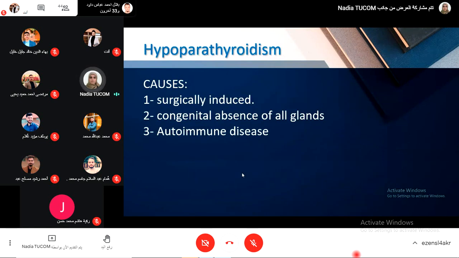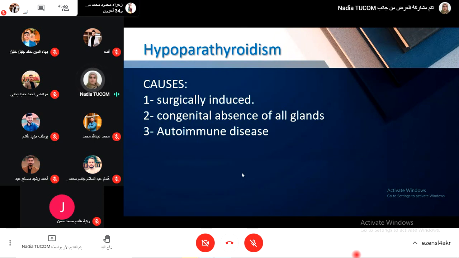What are the causes? What do you expect, guys? We said the most common cause of primary hyperparathyroidism is adenoma. What is the percentage? Up to 85%. Less common causes of hyperparathyroidism? Carcinoma, doctor? No, hyperplasia, and then carcinoma. Yes, hyperplasia and carcinoma.